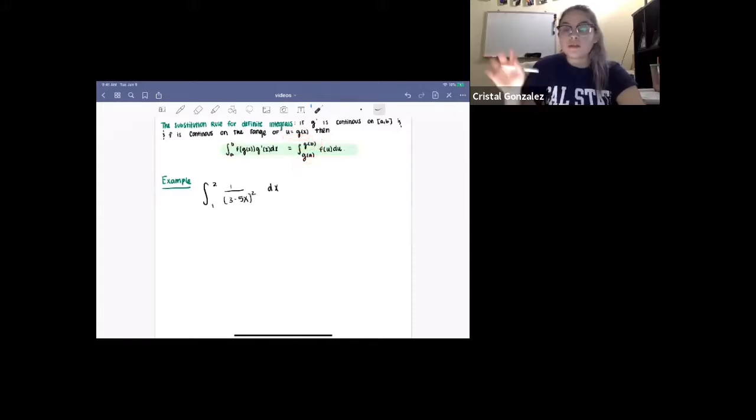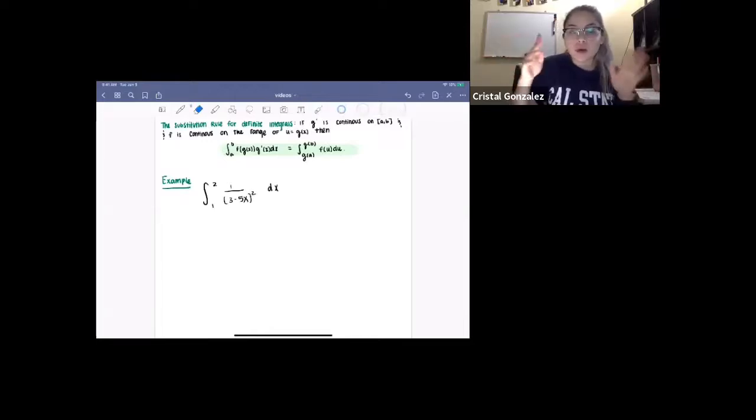Okay, so there are two ways to actually adjust for those bounds, and I'll show you both methods. Let's say we have the integral from 1 to 2 of 1 over (3 minus 5x) all squared dx. Right now, all we want to do is evaluate this. We can't actually take the antiderivative of this inside function as is, so we know we're going to need to do u substitution.